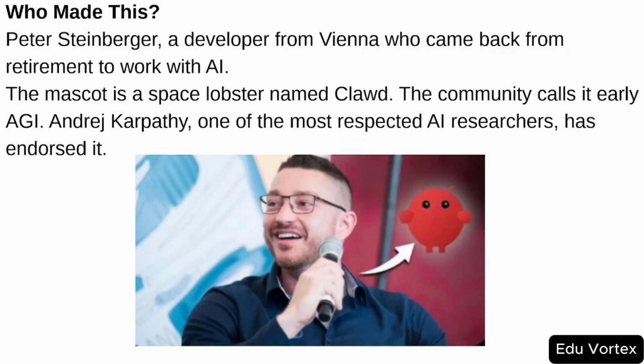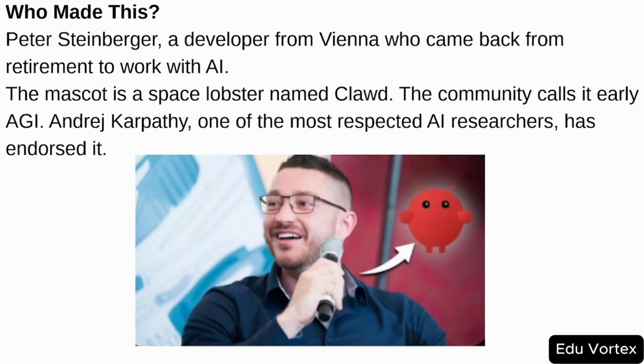Peter developed OpenClaw, who is basically a developer from Vienna who came back from retirement to work with AI. If you don't know, he was also the founder of a company called PSPDFKit, which is an open source project as well. And the mascot represented in OpenClaw's logo is named Claude. So basically, it was called ClawdBot, and it had some issues with Anthropic over copyright claims. So he had to change the name first to Moltbot, and now it's called OpenClaw.